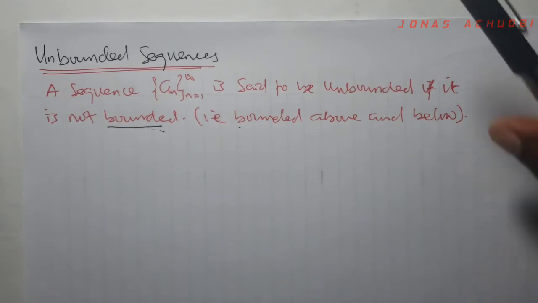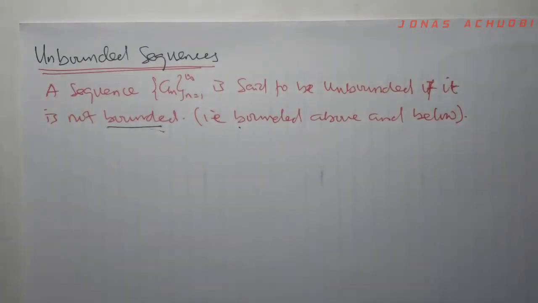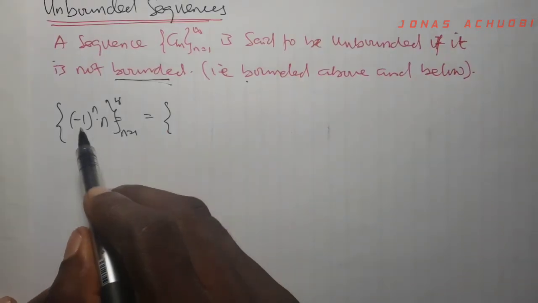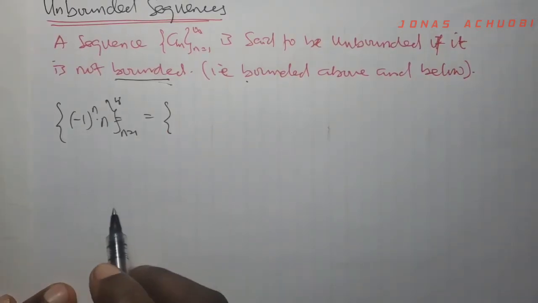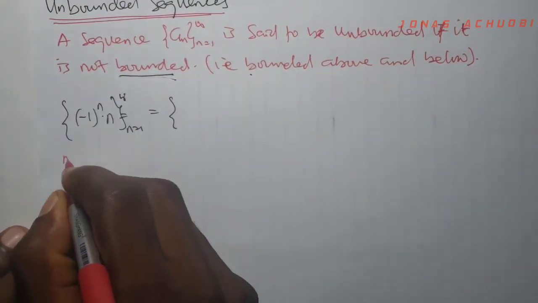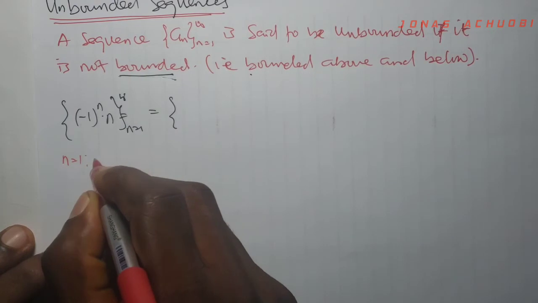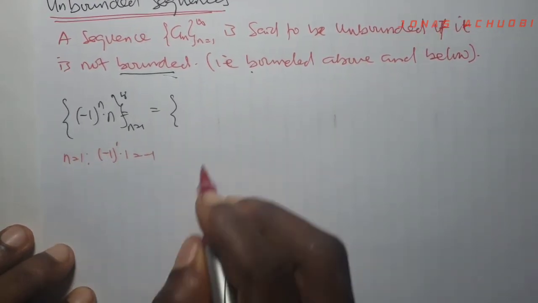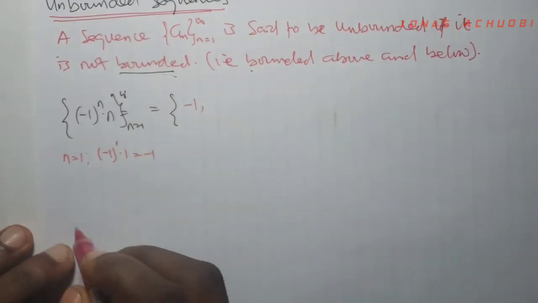Now let us take an example of a sequence that is clearly unbounded. It has no lower bound and no upper bound. Let's look at the sequence (-1)^n times n. Let's get a few terms of this sequence. When n is equal to 1, we have (-1)^1 times 1. That is -1. So the first term there is -1.